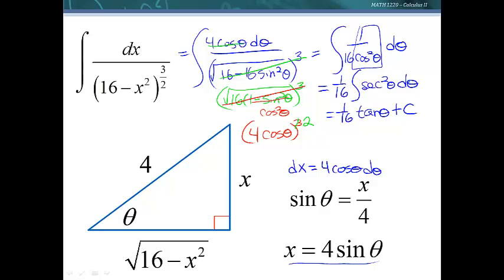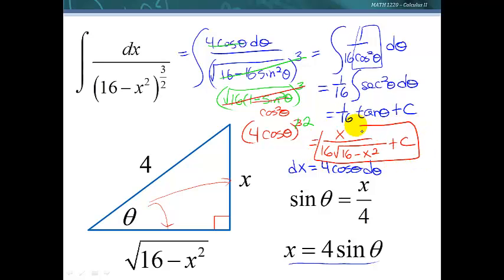Well, let's look back at our triangle to answer that question. We know tangent is opposite over adjacent. So our final answer here, we've got x over, and the 16's on the bottom, and then that adjacent side is the square root of 16 minus x squared, and then plus our constant. So that is how trig substitution works. It enabled us to evaluate this integral that we didn't know how to evaluate otherwise.